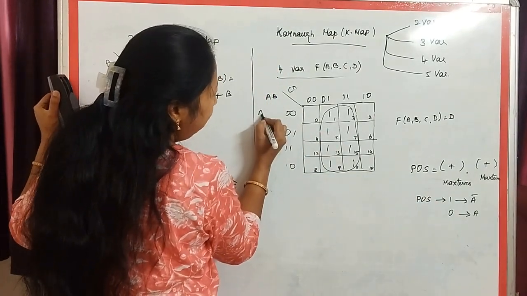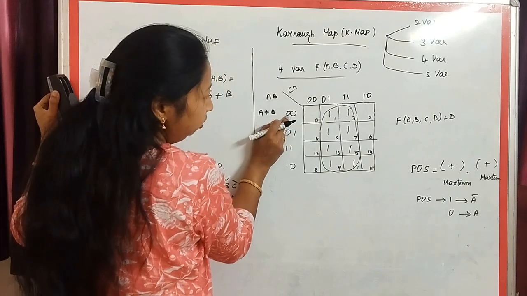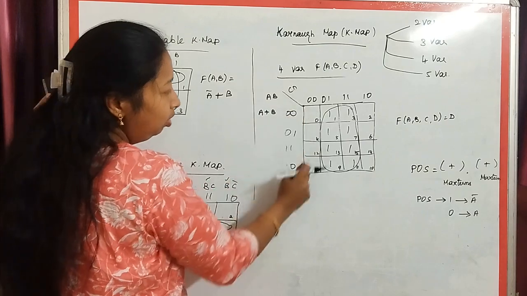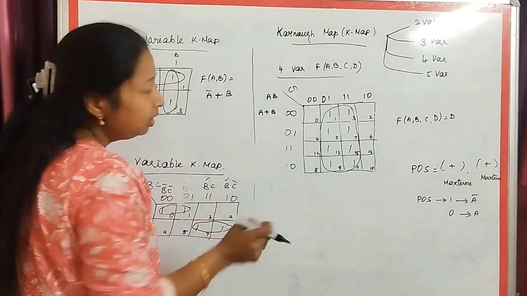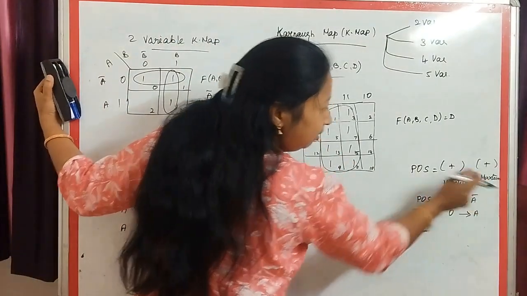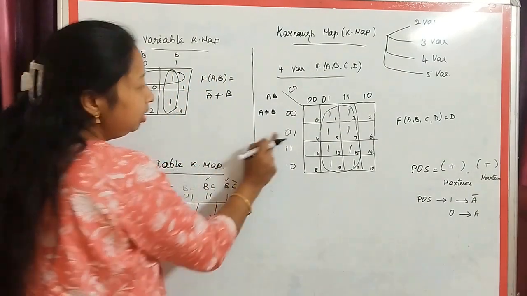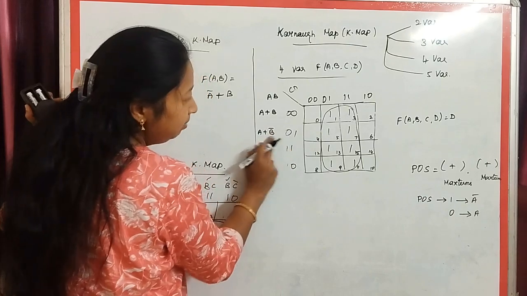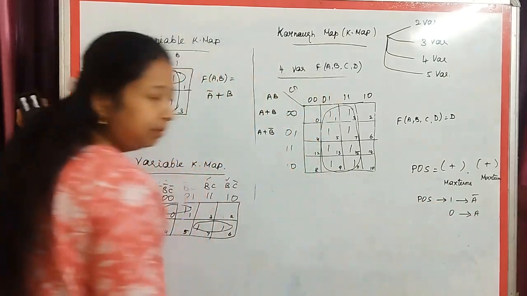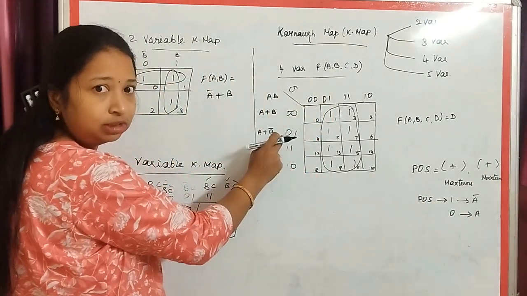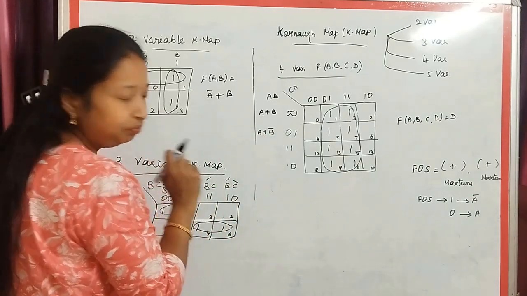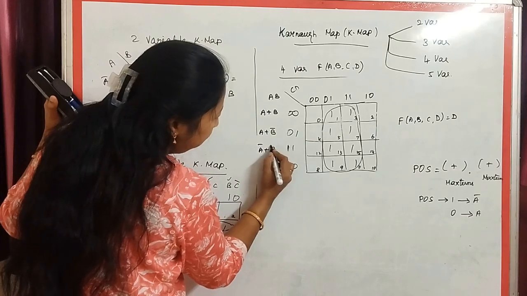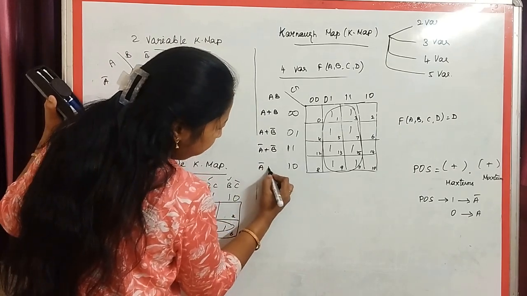It is a plus b, because 0 is represented with the actual variable. All the first terms correspond to a and all the second terms correspond to b. And every term you are going to represent using a max term. Fine. Now, for this, it is a plus b bar. Why b bar? Because 1 is represented with a complement. Here 1 corresponds to the second term, that's why I am writing b bar. Fine. For this, for 1 1, it is a bar plus b bar. For 1 0, it is a bar plus b.